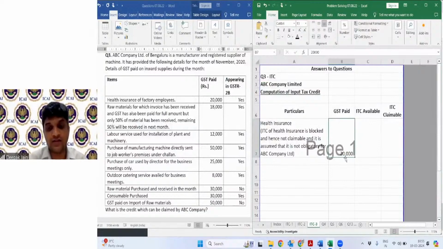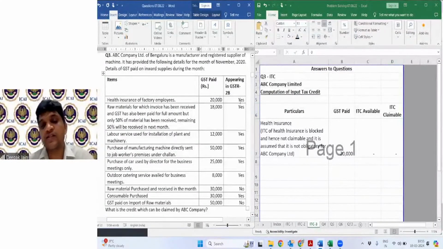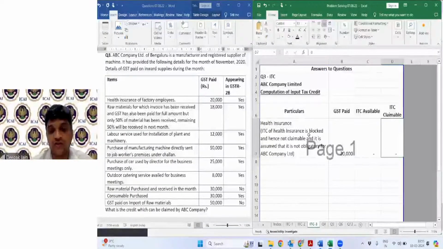GST paid is 20,000 rupees, which is appearing here. Now from the 20,000, ITC available is 0. When ITC available is 0, it means it is a blocked credit, so you cannot claim it. Then your claim also will become 0, irrespective of it appearing in GSTR 2B. It will appear, but you should not claim it because appearance in GSTR 2B is not sufficient. It should be an eligible credit, only then you can claim it.